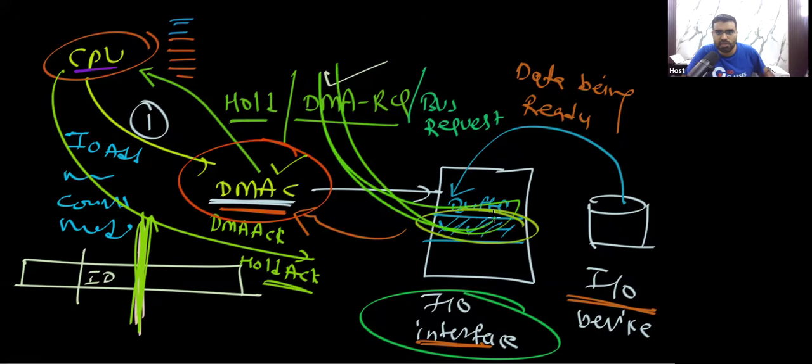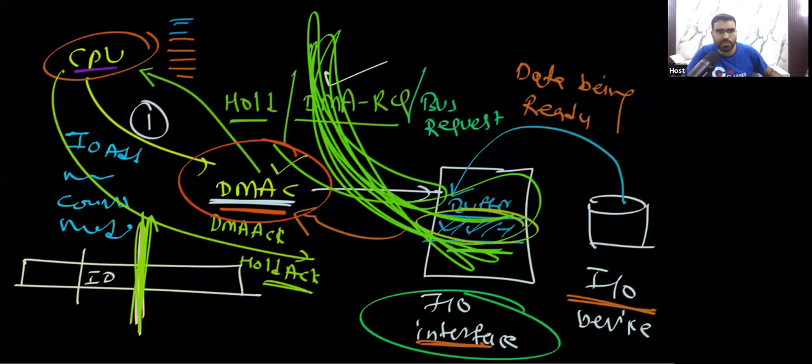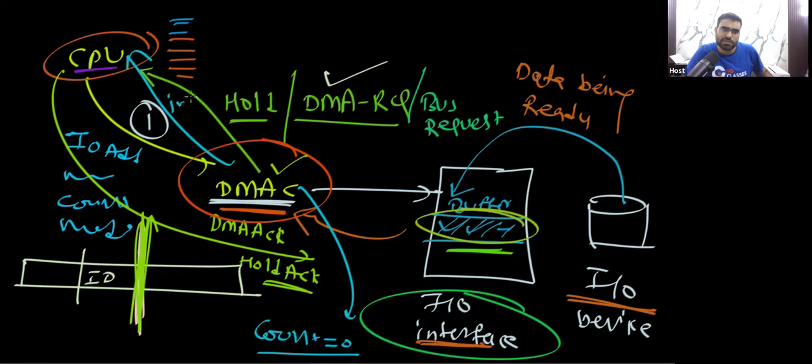This DMA controller will do the data transfer from this buffer to the main memory directly. Okay, yes or no? This direct data transfer will happen, and when the data transfer is over, meaning when the count in the DMA controller becomes zero, then what will happen? Then this DMA controller will send an interrupt signal to the CPU. Remember, the interrupt signal will go to the CPU, and then the CPU will execute the ISR, interrupt service routine, and then this whole process is over.